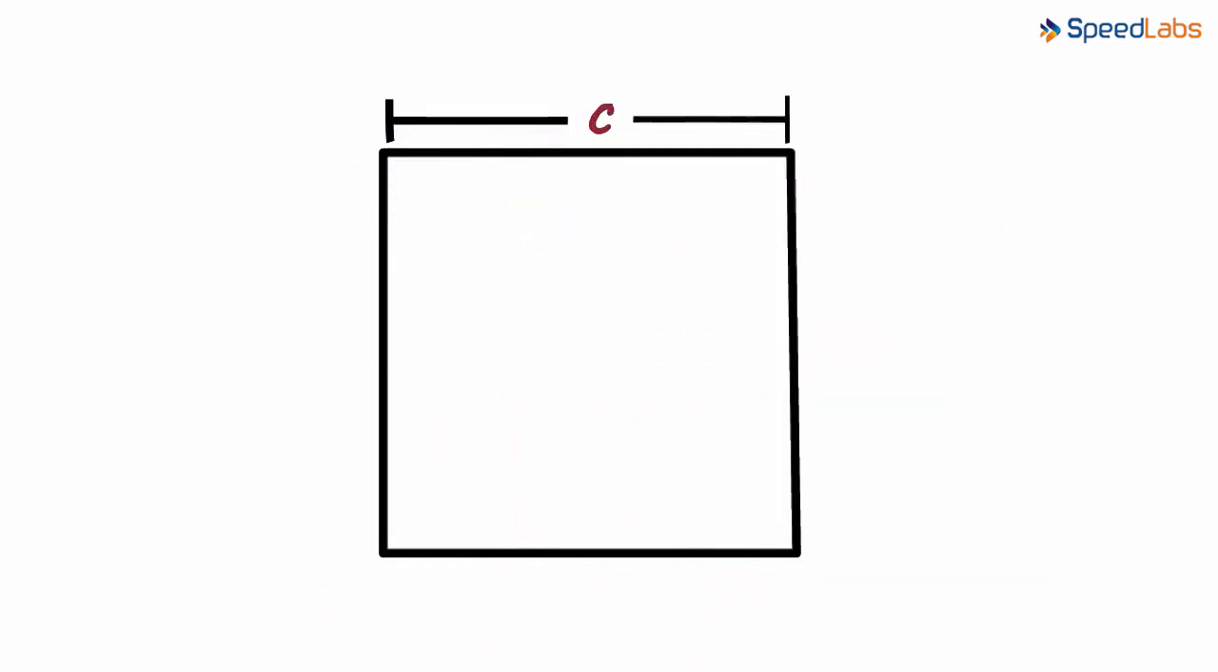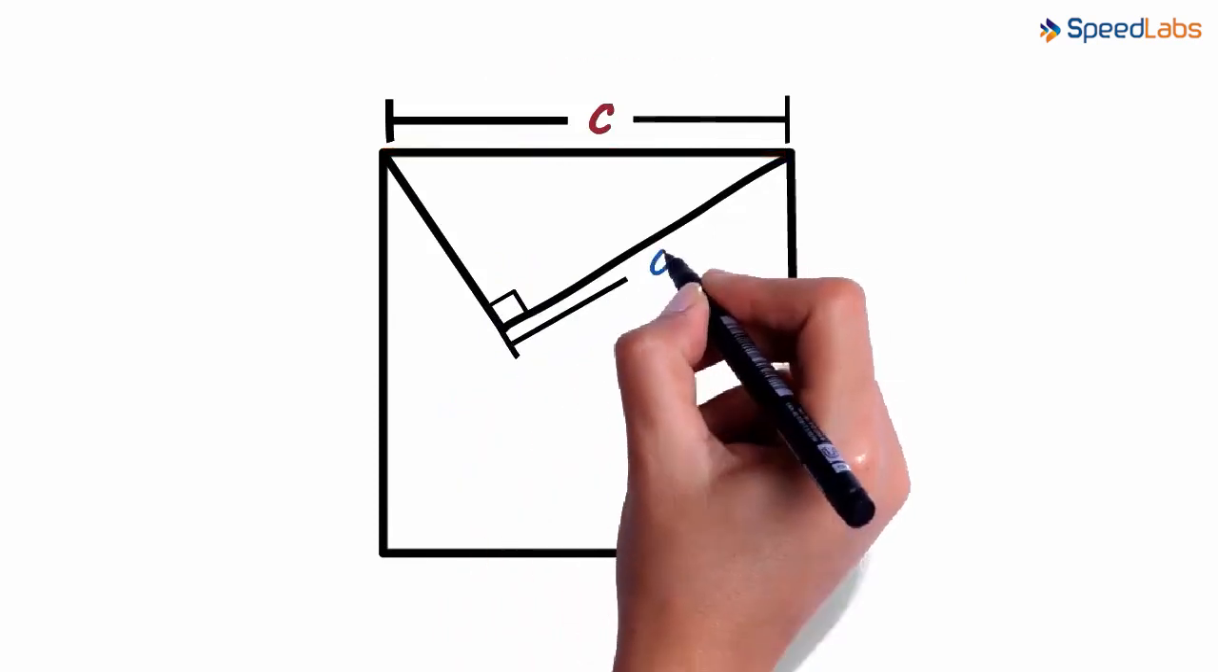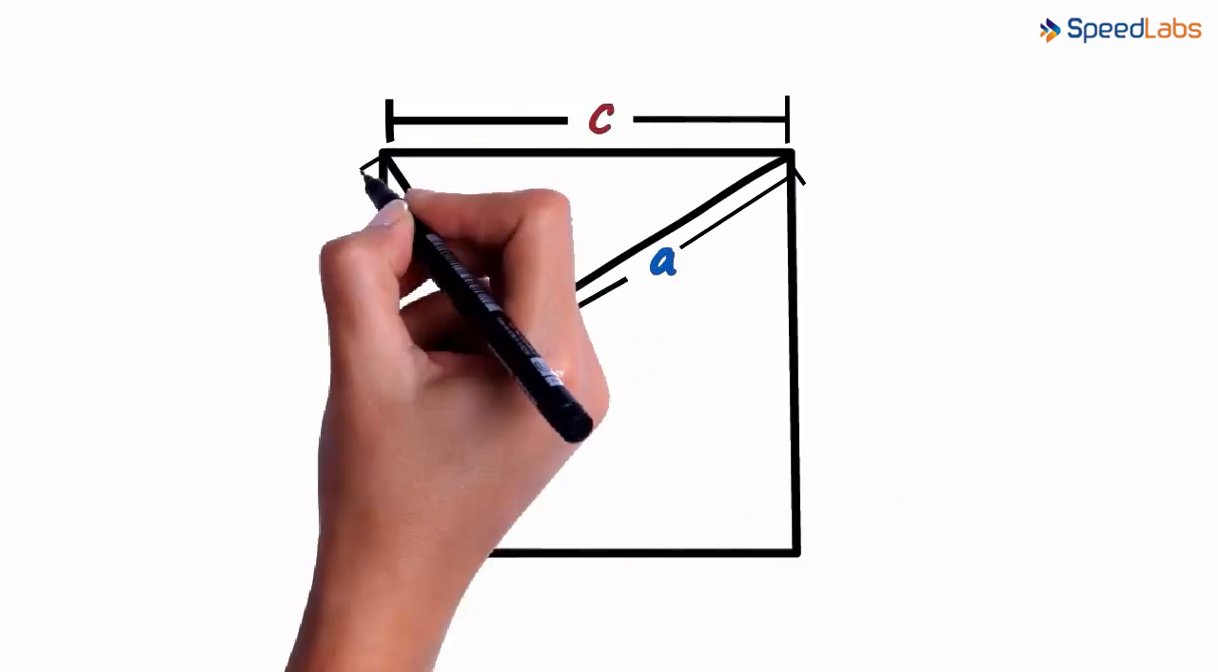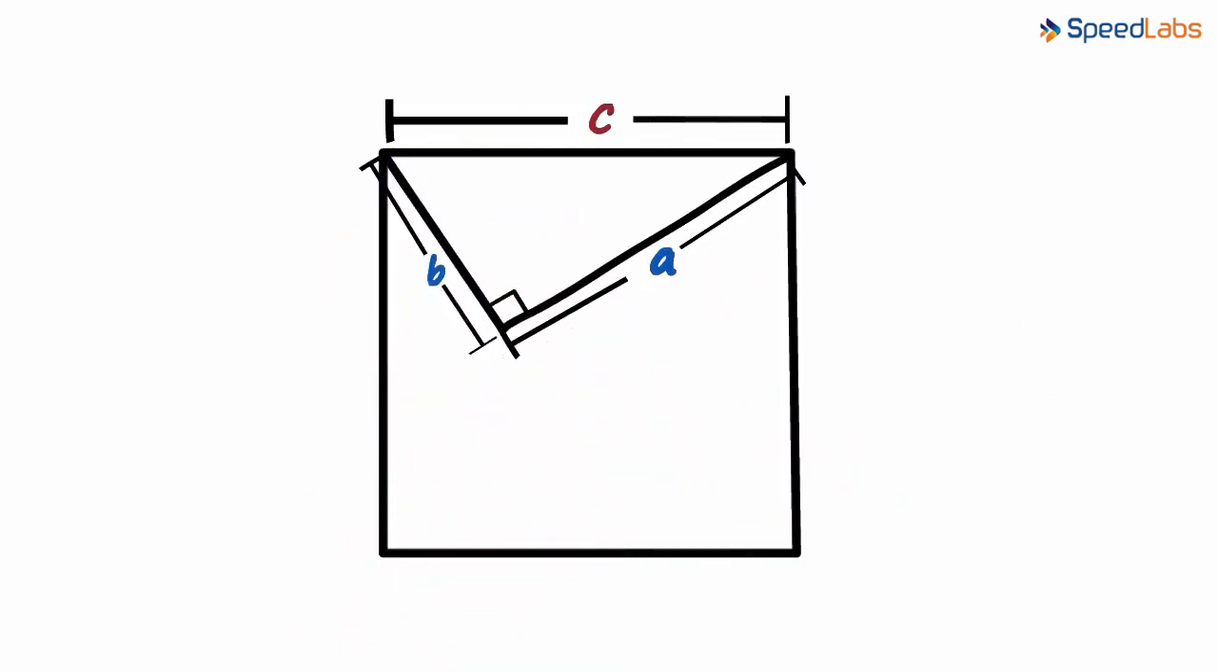Now we need to construct a triangle with side c as the hypotenuse. So we draw these two lines perpendicular to each other. This becomes a right triangle with this as the hypotenuse. Let the length of this side be a and that of this side be b. We need to prove that a squared plus b squared equals c squared.